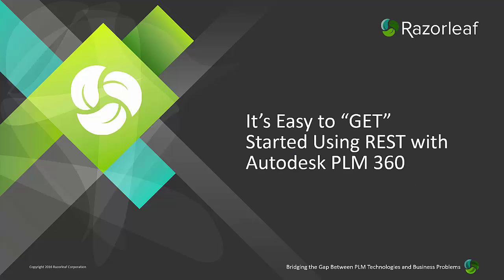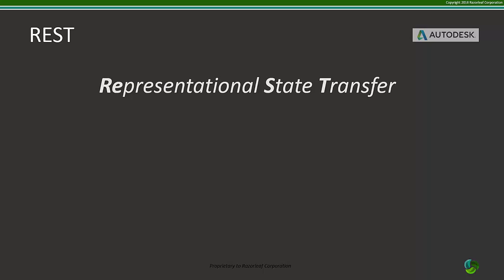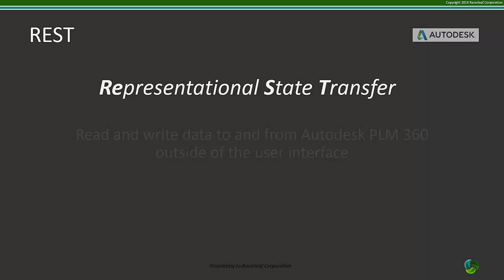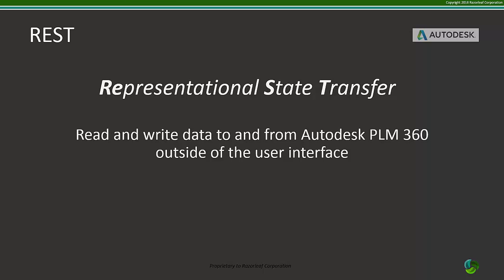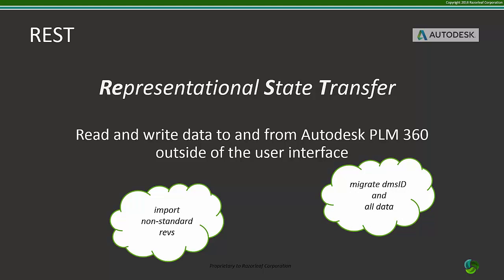You may have heard of the REST API as it relates to Autodesk PLM 360. There are lots of online resources for understanding what REST is and how it works. Here we will focus on what it can provide, namely a way to read and write data to and from Autodesk PLM 360 outside of the user interface. This can be handy for things such as importing items with non-standard revision identifiers or migrating your existing Autodesk PLM 360 data to your ERP system, including the DMS ID, which is not accessible via reports.